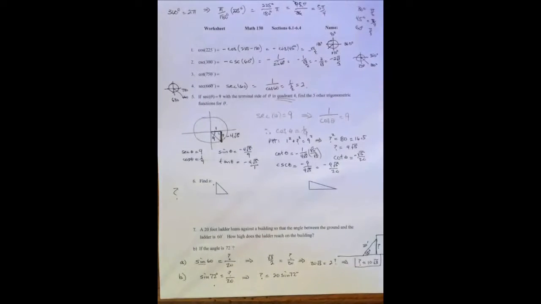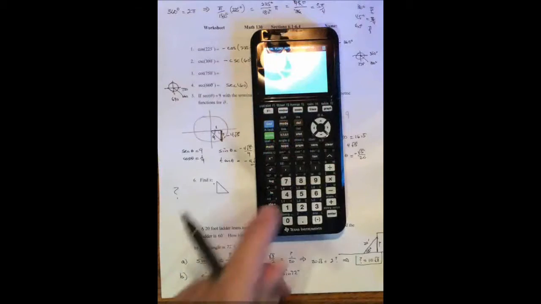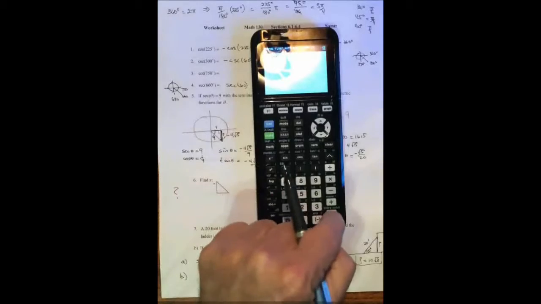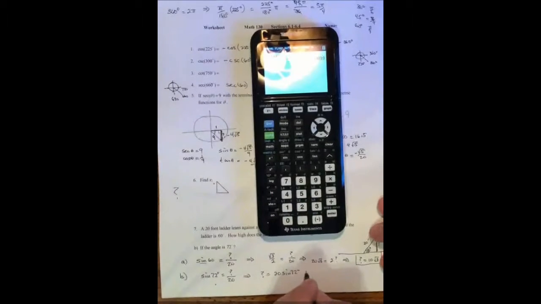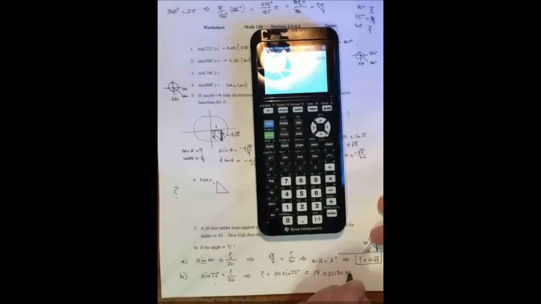If I turn on a calculator here, do I have it set up in... No, I've got it set up in radians. Okay, if I just use a calculator then, and I just go 20 sine 72, I'll get that that's about 19.02113033 feet. Now, does that make sense?